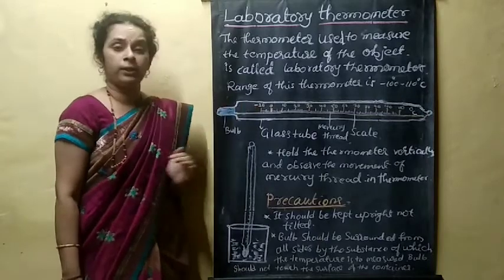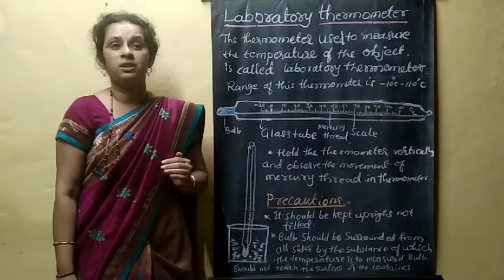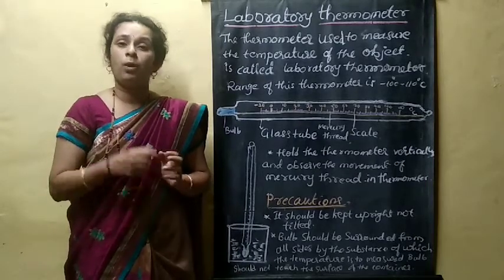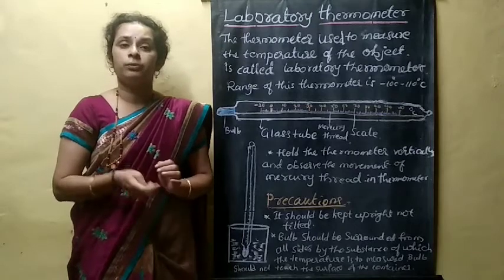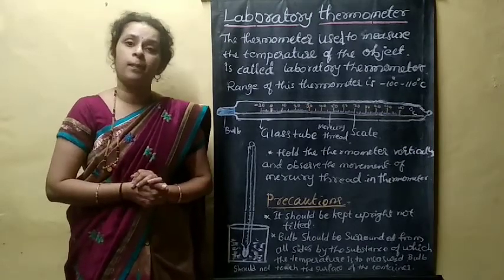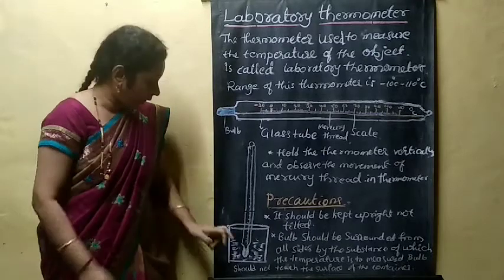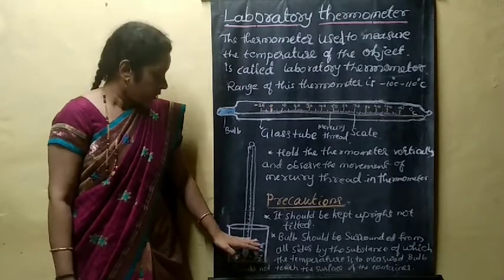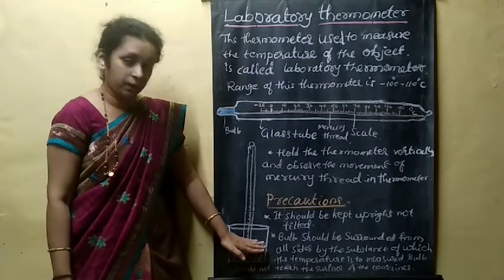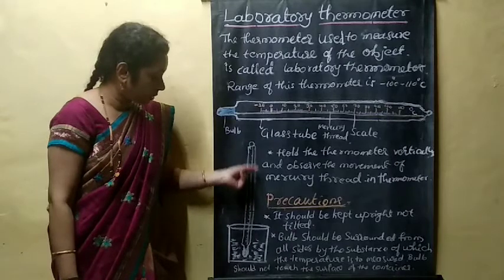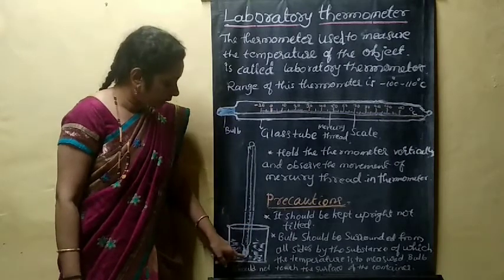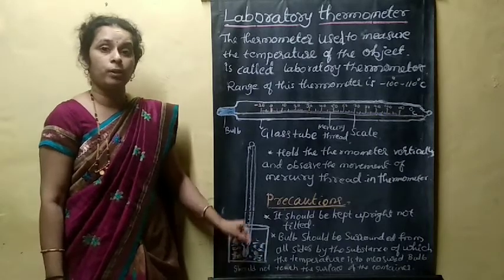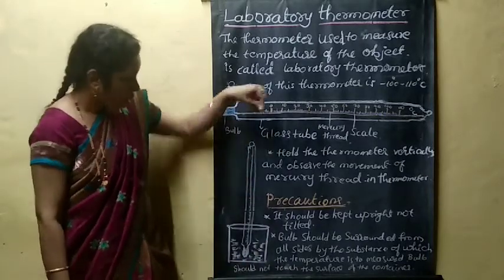This laboratory thermometer should be used to measure the temperature of the different objects I told you. One activity we will consider: if you want to measure the temperature of tap water, what do you have to do? You have to take one beaker and fill it half or three-fourths with water, and immerse the bulb inside the beaker.